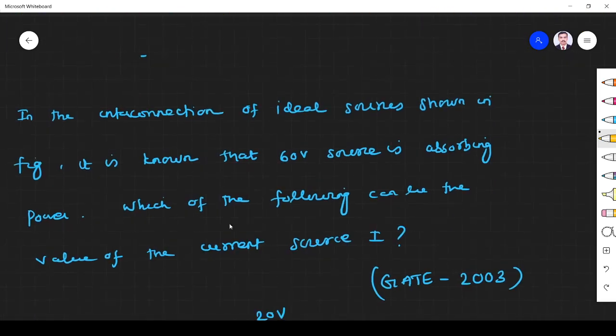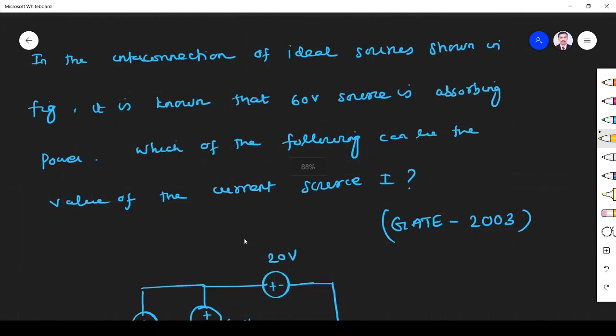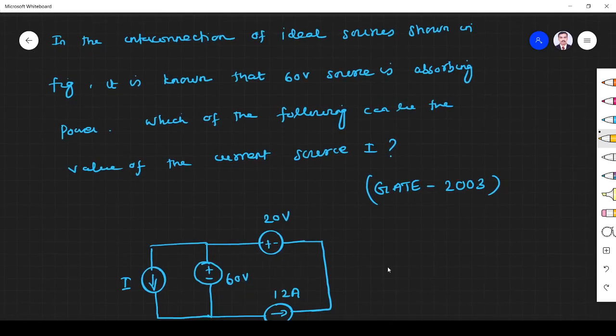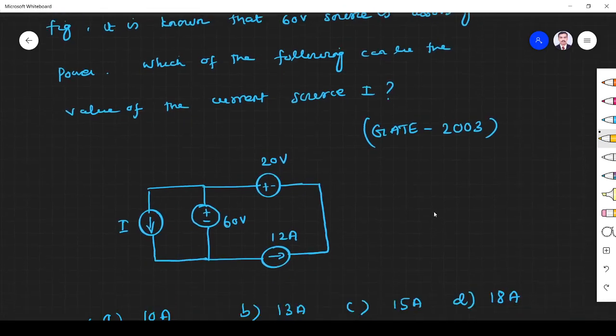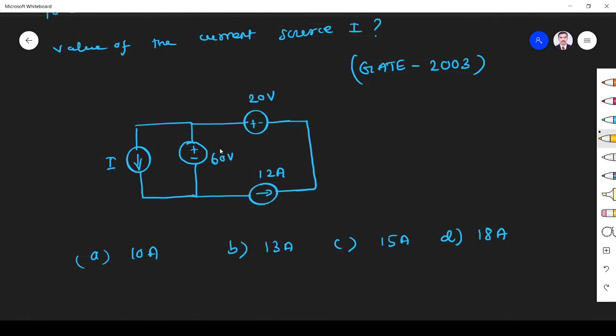Next question. This question was asked in GATE 2003. In the interconnection of ideal sources shown in the figure, it is known that the 60-volt source is absorbing power. Which of the following can be the value of the current source? They have given 4 options. The 60 volt source is absorbing power, which means current must enter through the positive terminal and leave from the negative terminal.